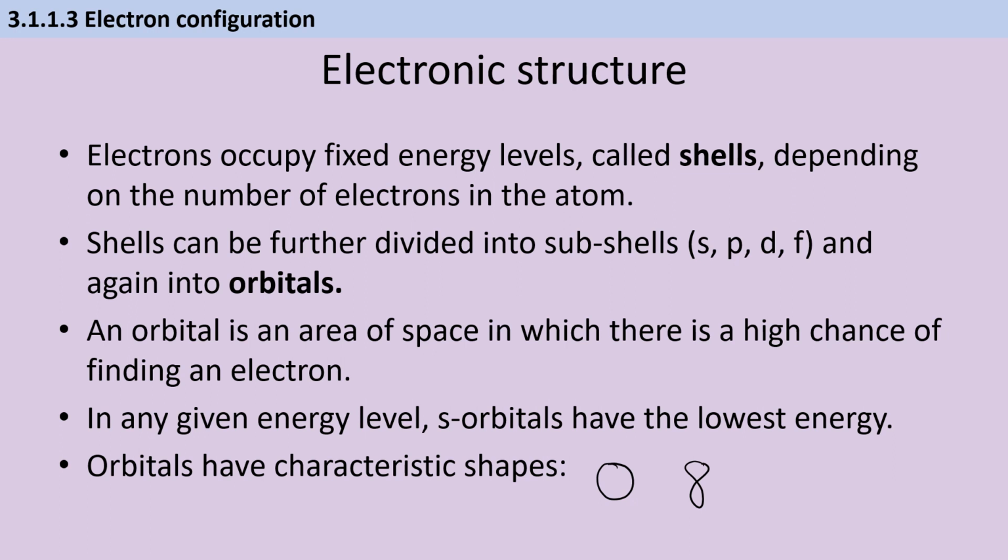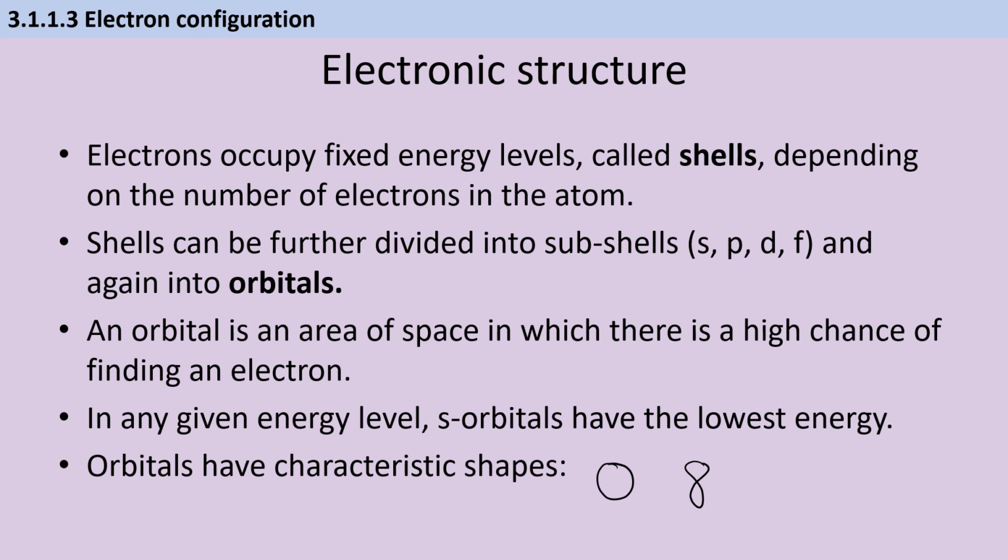Then we move on to electron configuration. So you should know that electrons occupy fixed energy levels, which we call shells, just like we did at GCSE. And the shells can now be further divided into subshells called s, p, d and f, the same as the blocks of the periodic table. And then each one of those can be split up into one or more orbitals.